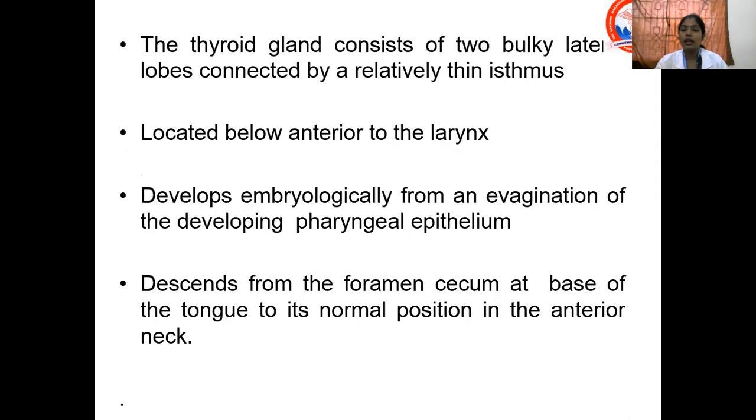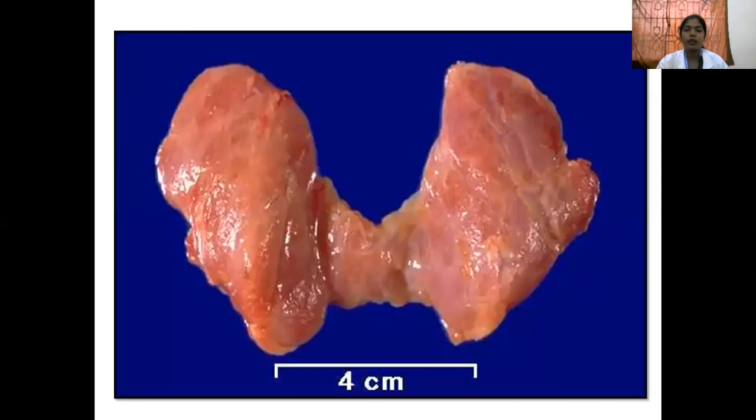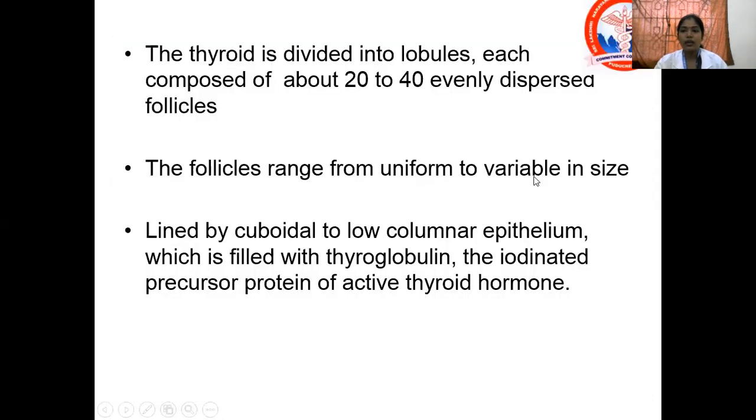As we all know, the thyroid gland consists of two bulky lateral lobes, which are connected by a relatively thin isthmus. This is located below and anterior to the larynx. It develops embryologically from an evagination of the developing pharyngeal epithelium. It descends from the foramen cecum at the base of the tongue to its normal position in the anterior neck. So this is the anatomy of the thyroid gland. You have both right lobe and left lobe, which are connected together by the isthmus. This is the gross picture of the thyroid gland.